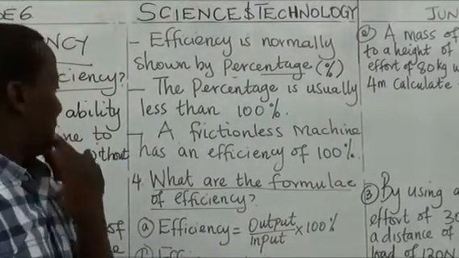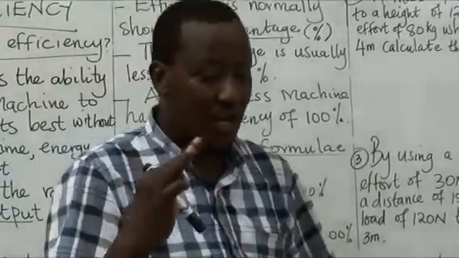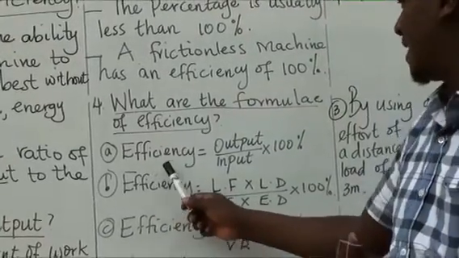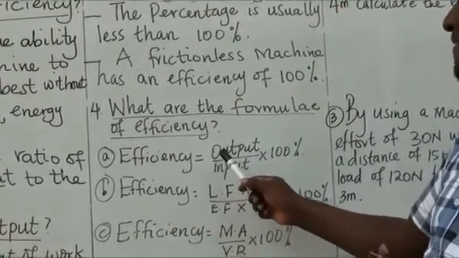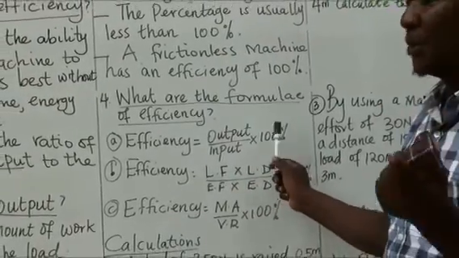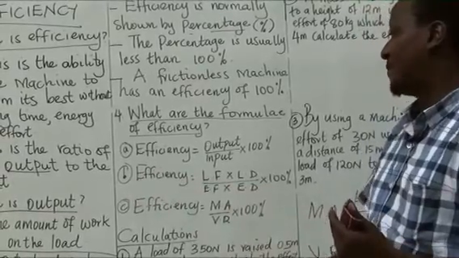Okay. The formulas for calculating efficiency are three. One, efficiency can be calculated by dividing the output over the input times 100%. I will not remind you what output means or what input means because we have discussed it.